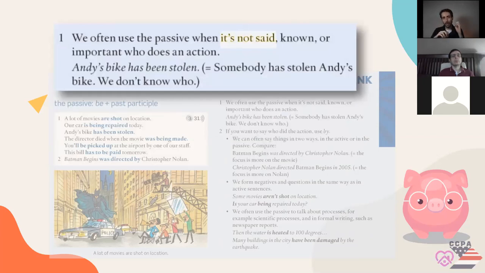Then we had here the comment of when do we use the passive. Basically, we use the passive in three situations. When we don't say who creates the action, when we don't know who creates the action, or when it's just not important, when we don't consider it important who creates that action. Like in the example of the bike being stolen, right? This bike has been stolen. You don't really know who took the bike, and it's not the main focus of your expression. That's why you choose to use the passive voice here, okay? Somebody stole the bike. We don't know who.